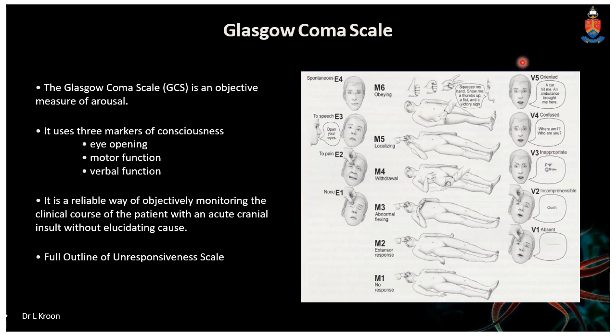And then we have verbal functioning, where the patient's oriented, the patient is confused, such as a delirium stage, which we just mentioned, the patient is inappropriate but interacting with you, and then the patient is incomprehensible, and finally, when there's no interaction whatsoever to stimulation. The Glasgow Coma Scale is a reliable way of objectively monitoring the clinical course of a patient with acute cranial insult, without elucidating the cause.